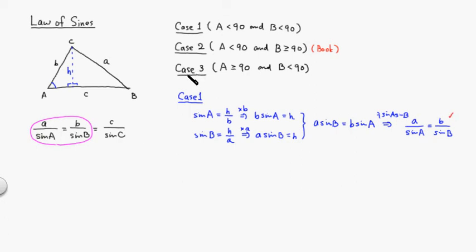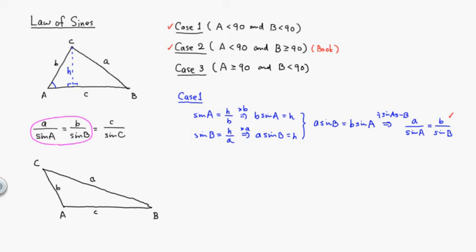Case 3 is slightly different. Here A is a right or obtuse angle, so we're going to have a picture which looks like this. Angle A is greater than or equal to 90 degrees, so I'm going to draw it like an obtuse angle. Here's vertex B, here's vertex C, and this is A.